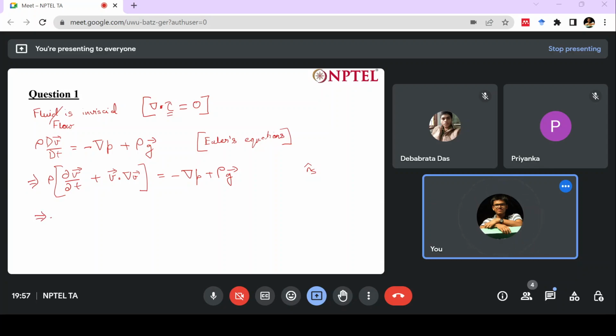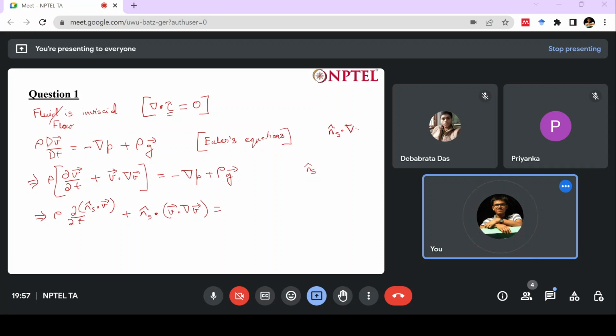So this will be n cap s dot del v del t, and n cap s dot v dot grad v. This we can readily simplify.